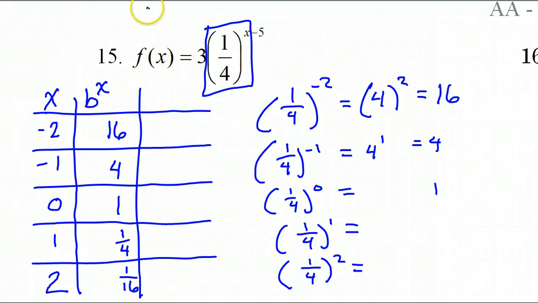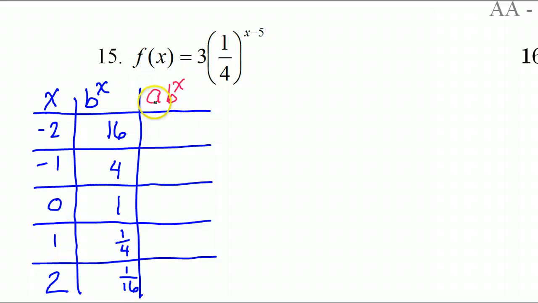Okay, so we did that. Now it's time to apply the A value. So that's why I will call this my A times b to the x term. Alright, let me clean this up. Okay, so since I'm going to apply the A value, in this case, that means multiplying everything by 3. Alright, so that's what I'm going to do. I'm just going to do 3 times this, 3 times that, 3 times this, 3 times that, and 3 times this. 3 times 16 is 48, which is going to be too big for my chart, but what are you going to do?